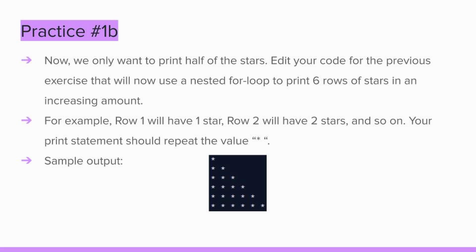Now, we only want to print half the stars. We can edit the code we wrote in problem 1a or make a copy of it and edit the code. This exercise will use a nested for loop to print 6 rows of stars in an increasing amount. For example, row 1 will have 1 star, row 2 will have 2 stars, and so on. As seen in the sample output below, like the previous question, your inner loop should repeat a star and space. Pause the video now and resume the video to go over the answer.